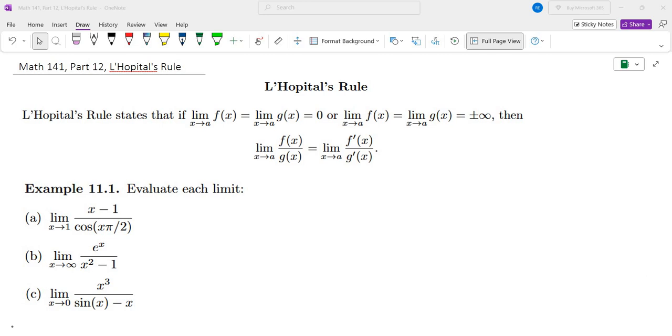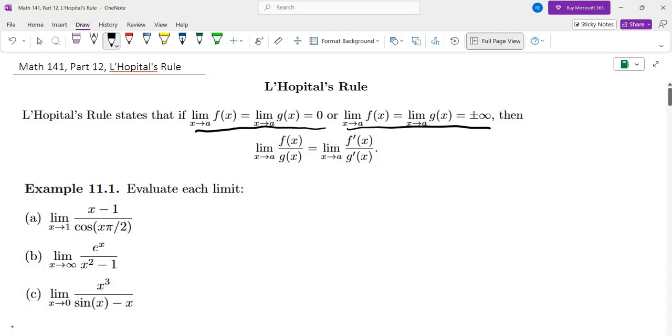In this video, we're going to talk about L'Hopital's rule. So what is L'Hopital's rule and how do we use it? If you have a ratio and you're trying to find the limit and the numerator and denominator are both going to 0 or both going to infinity, then we can apply L'Hopital's rule by differentiating the numerator and the denominator separately and taking the limit of that.